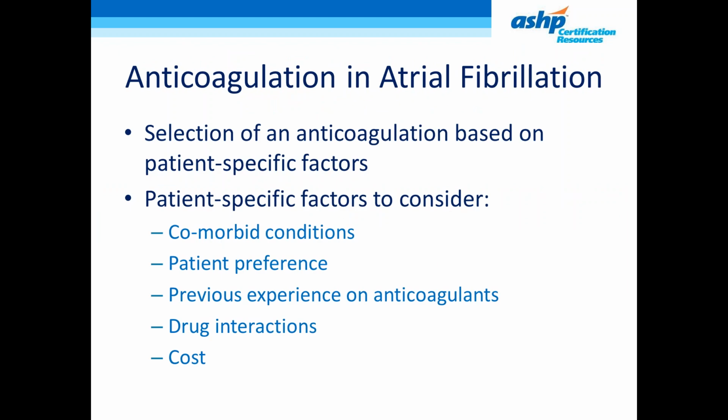So how are we going to select which of these anticoagulants to use in our patients with atrial fibrillation? Well, again, similar as we discussed for the first patient, the selection of an anticoagulant is going to be based on patient-specific factors. Some of these patient-specific factors to consider include comorbid conditions. As we will discuss, comorbid conditions are going to heavily weigh in on our selection for an appropriate anticoagulant.